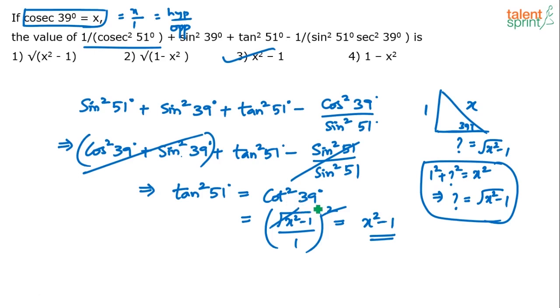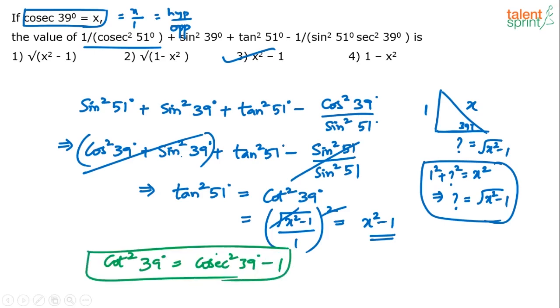After you have got cot square 39, that in fact is easier. Cot square 39 degrees can be taken as cosecant square 39 degrees minus 1. This is again a very important trigonometric identity: cot square theta equals cosecant square theta minus 1. Cosecant theta is already given to us, x. So this becomes x squared minus 1. That also gives you the same answer, option 3. Either of the approaches will be fine.